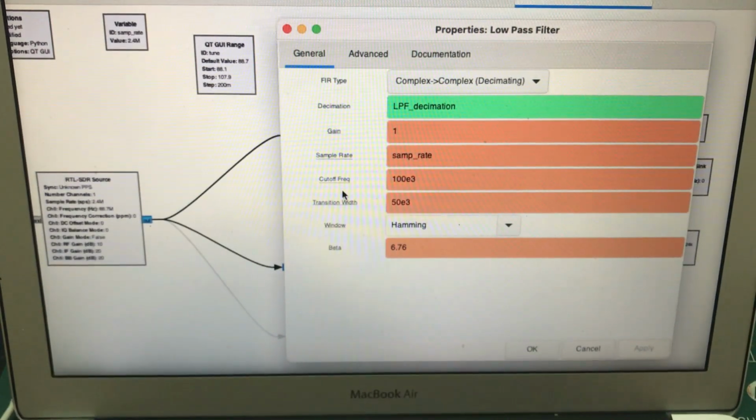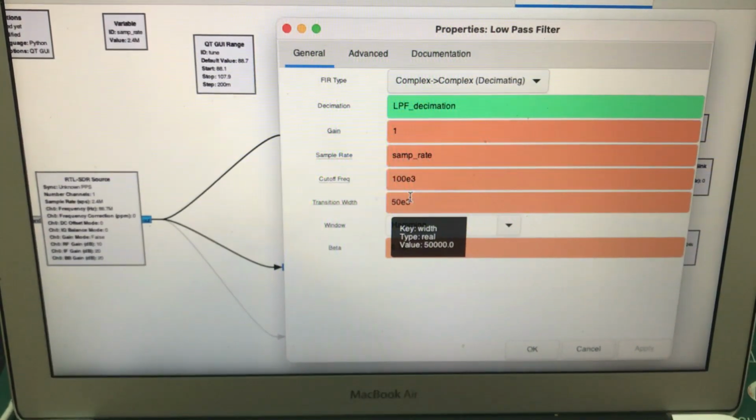Now the cutoff frequency is this. In FM it requires about 200 kilohertz of bandwidth. Every single channel that is being transmitted has a bandwidth of about 200 kilohertz. Since it has a bandwidth of 200 kilohertz, that is 100 kilohertz on your right hand side and 100 kilohertz on your left hand side.